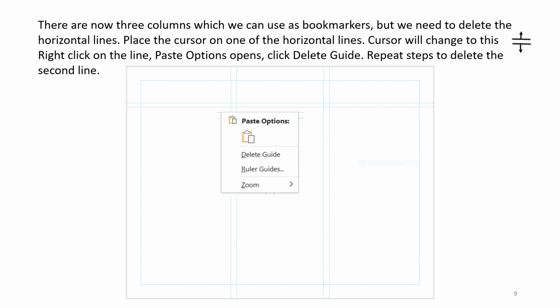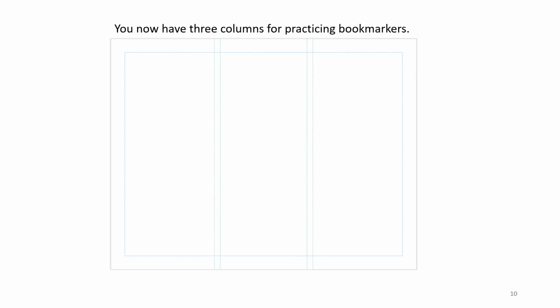Place the cursor on one of the horizontal lines. Cursor will change to this. Right-click on the line, Paste Options opens. Click Delete Guide. Repeat steps to delete the second line. You now have 3 columns for practicing bookmarkers.